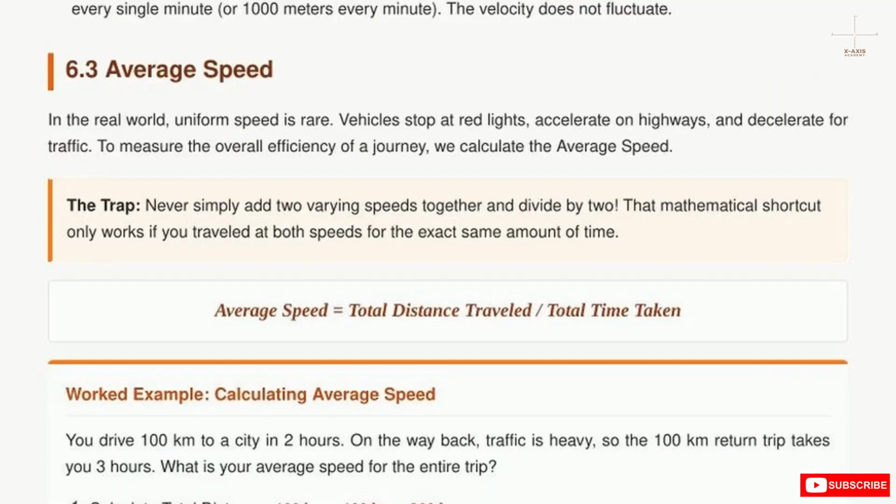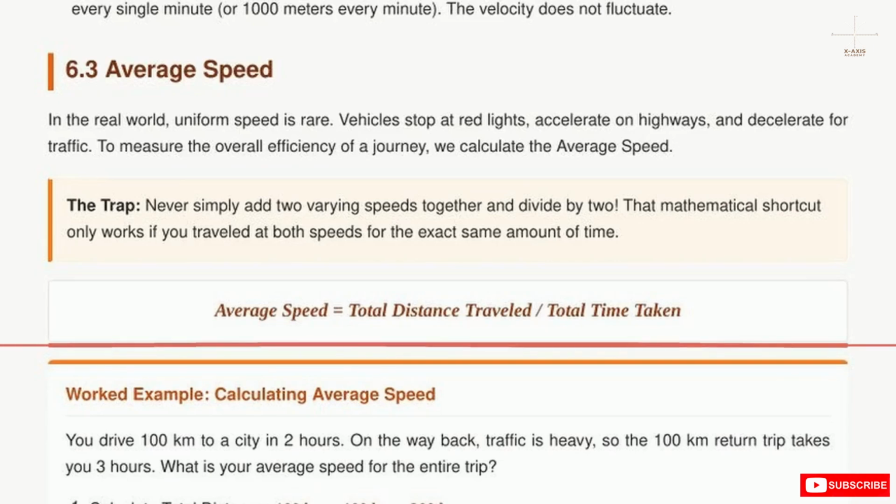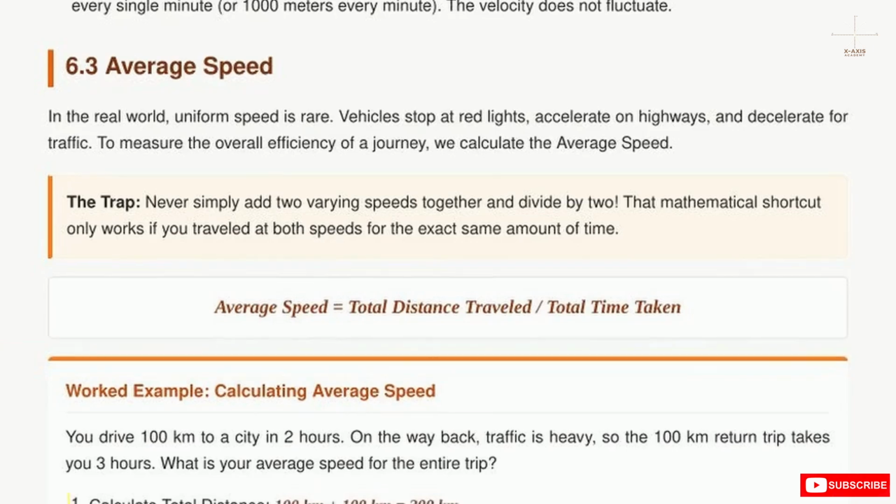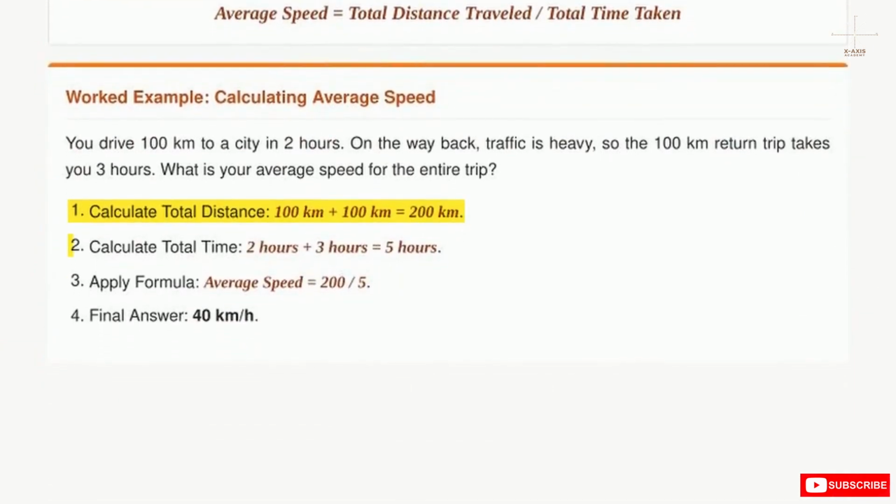Let's return to our driving scenario. Reviewing this average speed calculation shows how the foundational distance over time formula scales up. By separating total distance and total time, the textbook method steers you away from intuitive traps, reliably landing you at the correct 40 kilometers per hour.